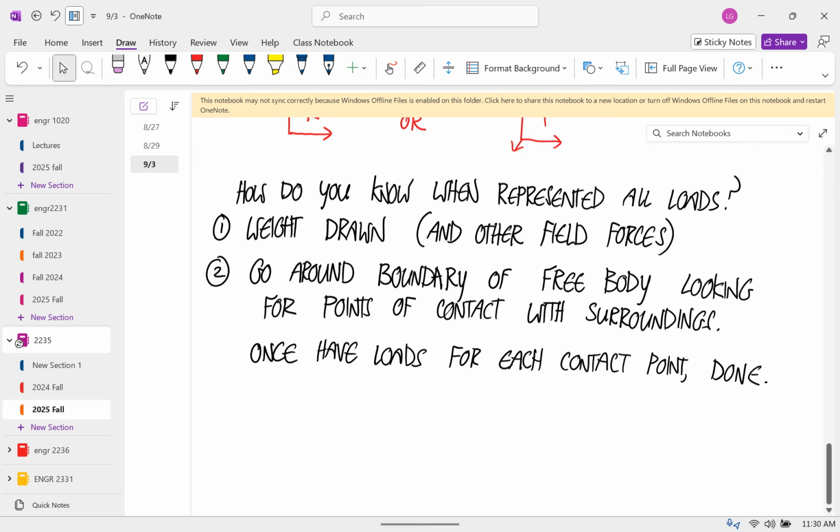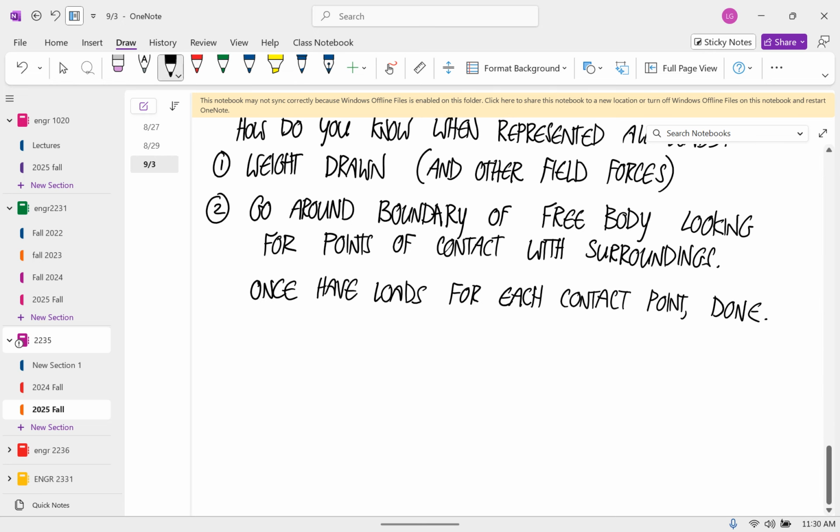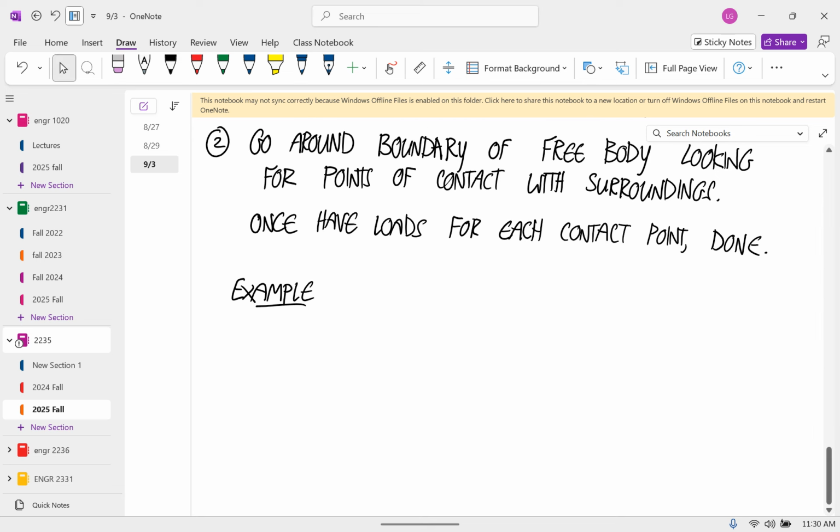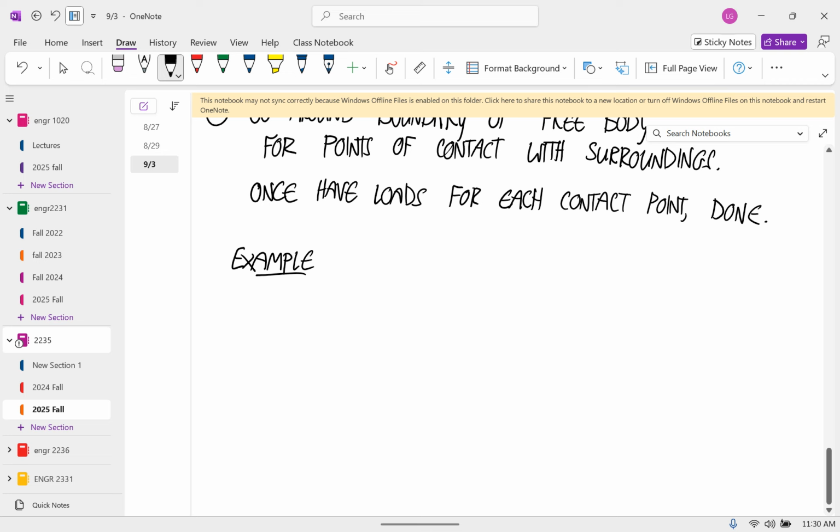Okay, so let me show you what this looks like. Let's say we're like forensic physicists and we show up to a crime scene and it looks like this. There's like mud, quicksand, something. And there's a pickup truck that's like submerged partially in the mud.